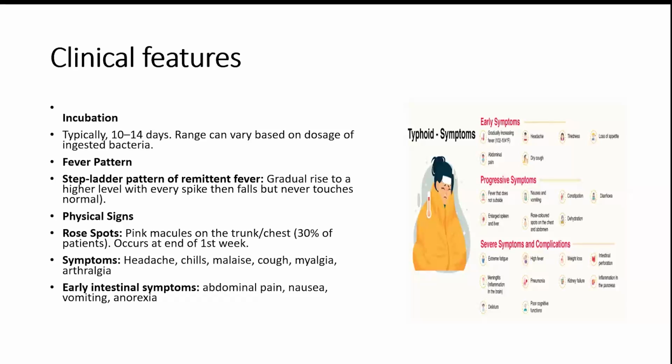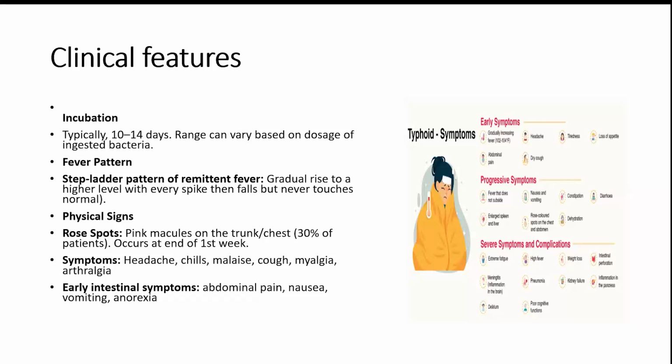Suppose today I get a fever of 98.5. Tomorrow I will get a spike of 99.5. Next day 100.5, next day 101.5. Like this, every day the spike will be higher than the previous one, and then it will fall, but it will not touch the normal line. It will remain at around 98.5, and then again it builds up to a higher level. So it is a step ladder pattern of remittent fever.